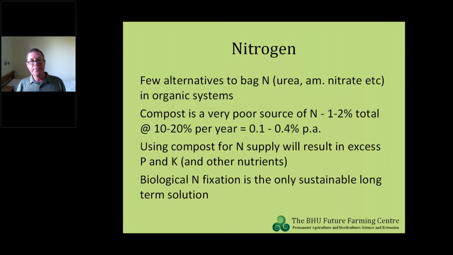So first is nitrogen. If we're in an organic system where we're not allowed to use synthetic soluble nitrogen fertilizers, our alternatives are actually not very great. In organics, we often go, oh, great, we'll use some compost, but it's actually a really lousy supplier of nitrogen. Typically, compared to plant requirements, there's more phosphorus and potassium in compost than there is nitrogen. So using compost to supply nitrogen will result in excess P and K being supplied.